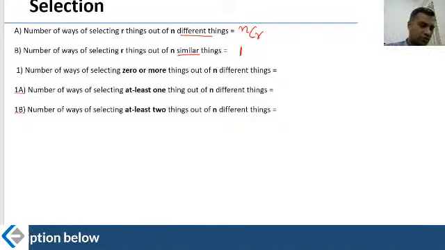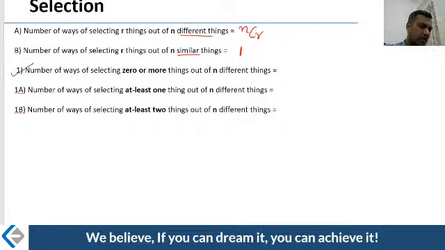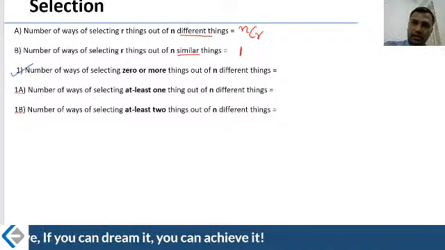Okay, let's take a look at the first point out here. Here we have point number 1: the number of ways of selecting 0 or more things out of n different things. Think about it. What is it?